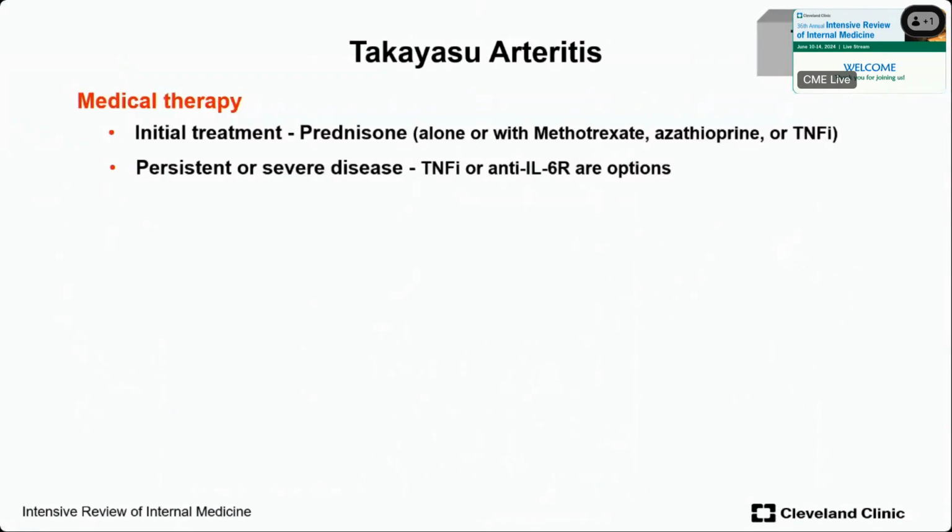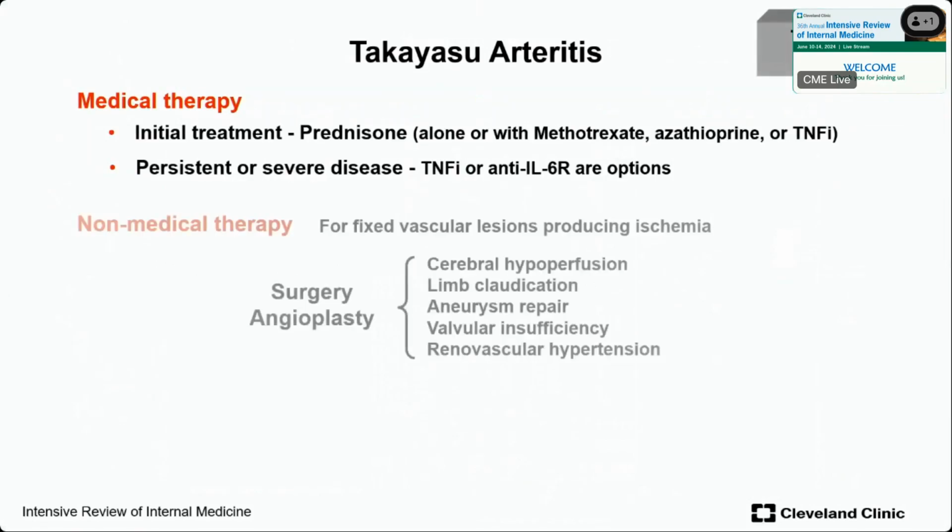Treatment of Takayasu arteritis: the initial treatment is typically that of glucocorticoids with prednisone, used either alone or with another conventional agent, such as methotrexate or azathioprine. For persistent or severe disease, there has been data with the use of TNF inhibitors or IL-6 antagonists.